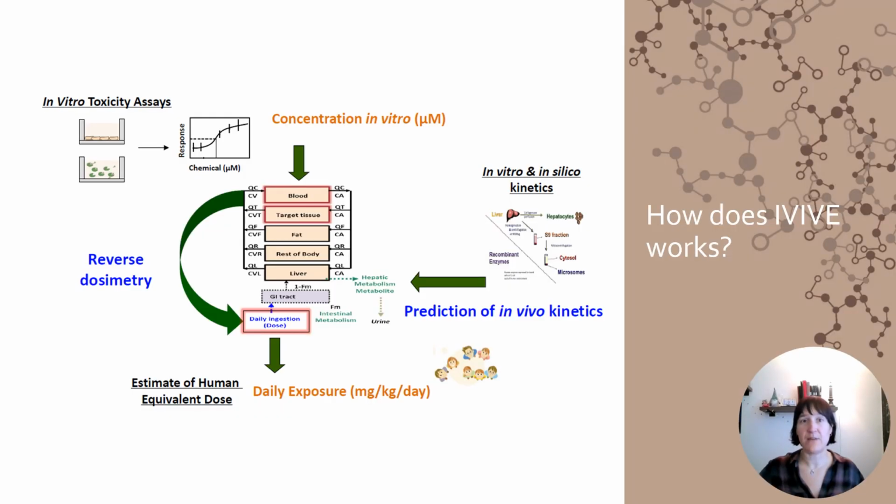Now, how does IVIVE work? IVIVE analysis requires an in vitro system that provides an estimate of the active concentration of a test chemical and a pharmacokinetic model to relate this active concentration to an in vivo dose that would produce an equivalent concentration in blood or in tissue.